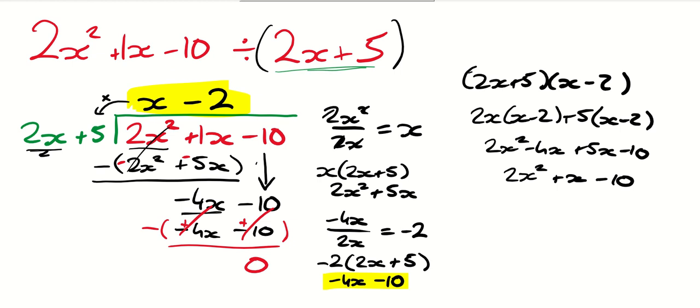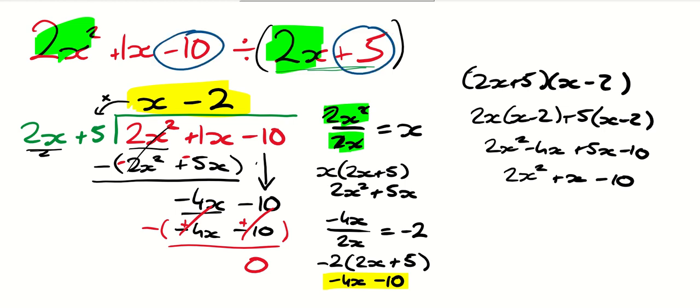Okay, there probably is a little shortcut method here. If you take just your 2x squared, the front part of this, and divide it by the 2x, you get your first part of your bracket, that's your x. And then if you take your minus 10 and divide it by 5, you get your minus 2 here. Okay, so minus 10 divided by 5 is minus 2. That'll give you that answer. But that only works for really simple ones like this.